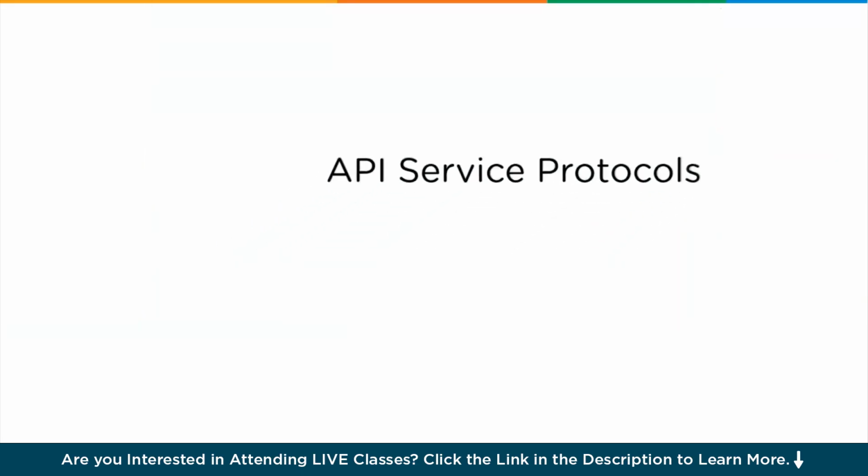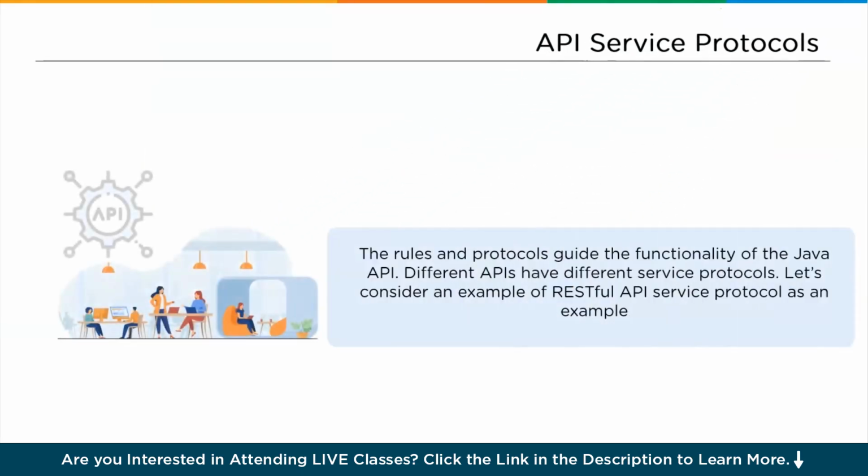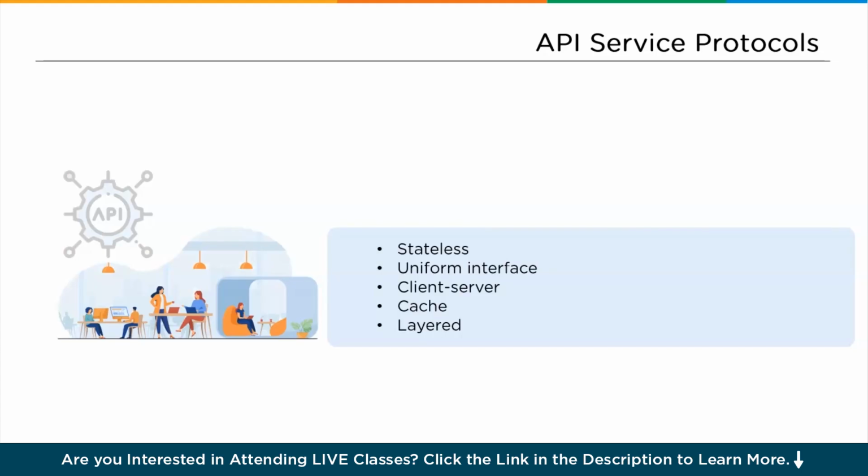The rules and protocols guide the different functionalities of Java APIs. So different APIs have different service protocols. Let's consider the RESTful API service protocol as an example. For a typical RESTful API, developers must follow these rules: stateless, uniform interface, client server, cache, layer. No worries, we will discuss each one of these protocols in detail.